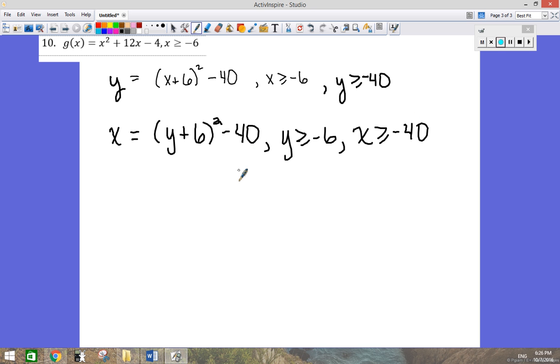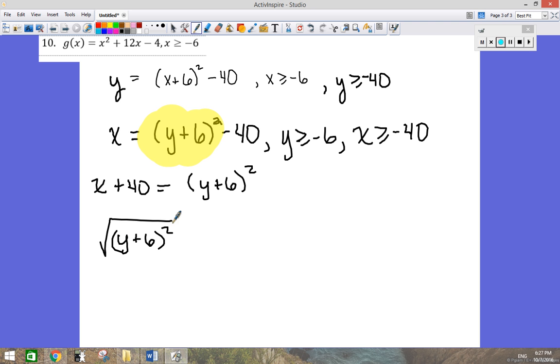So we need to solve this equation for y. On the right hand side, I see two terms. It's my first term that has the variable of interest. I'm going to add 40 to each side. So I've got x plus 40 is equal to y plus 6 quantity squared. Now I'm going to write the y plus 6 quantity squared on the left hand side, and I'm going to take the square root of it. On the right hand side, I'm going to take the square root of x plus 40.